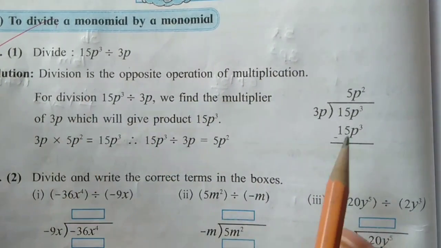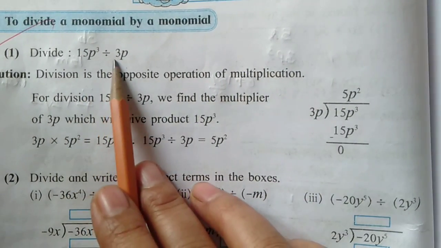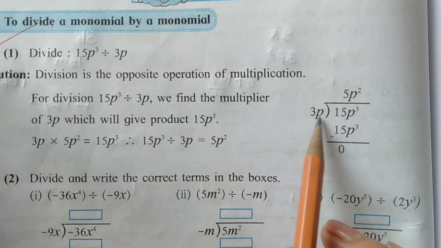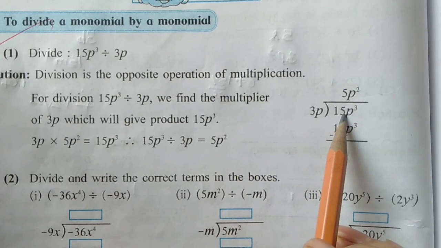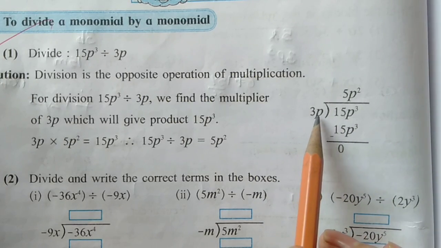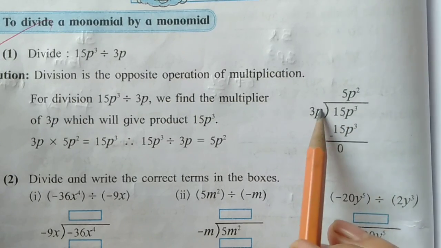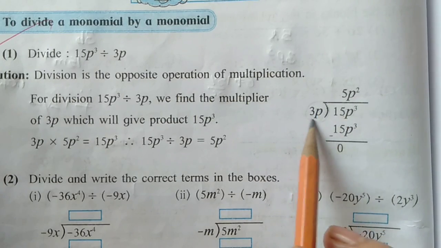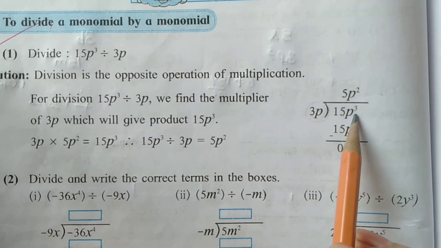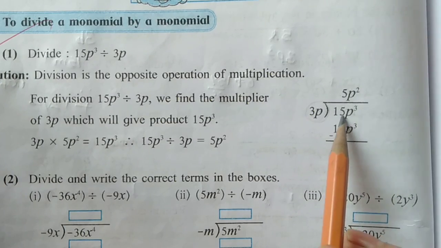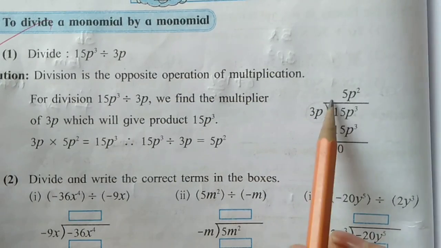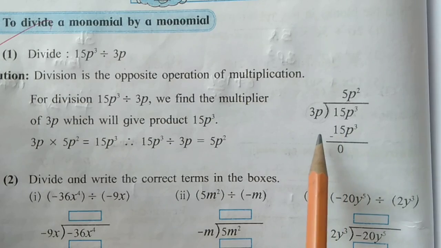So firstly write down the dividend and divisor. We know that 3 5s are 15. And if we multiply p into p square, we get p cube. So we find out the multiplier of the divisor. In this way we get the dividend, because division is the opposite operation of multiplication.